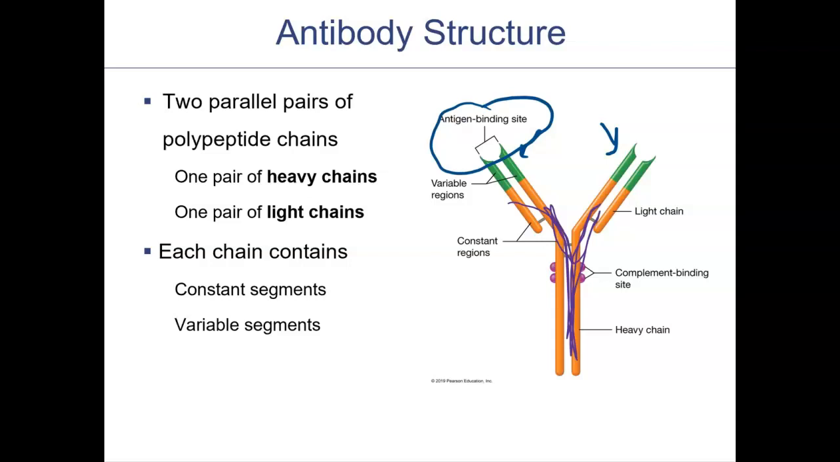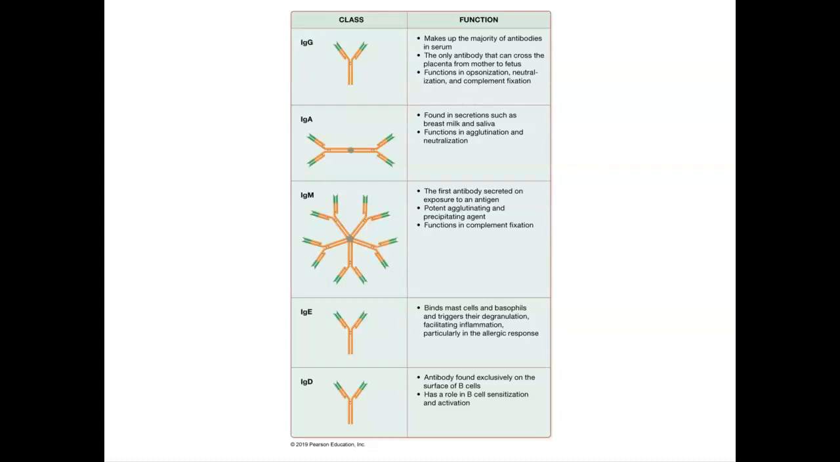Now remember, when an antibody binds to an antigen, it forms an antigen-antibody complex. If we look at the classes of antibodies, we'll see that there's 5 classes. Now, we don't really do much on IgD. I just want you to know it exists, not really do much about it. We're going to focus on the other 4.